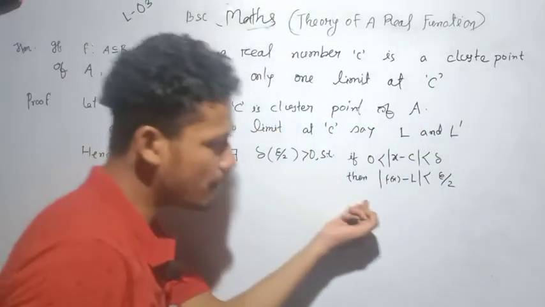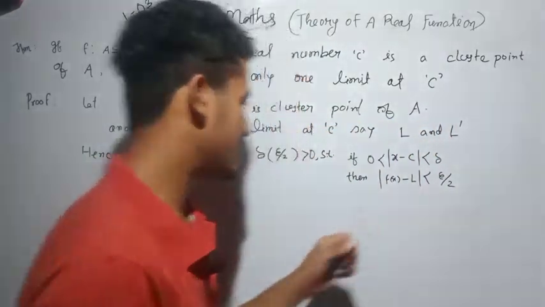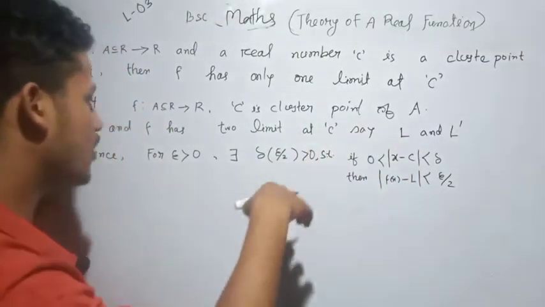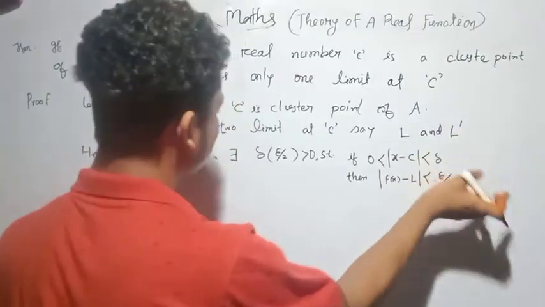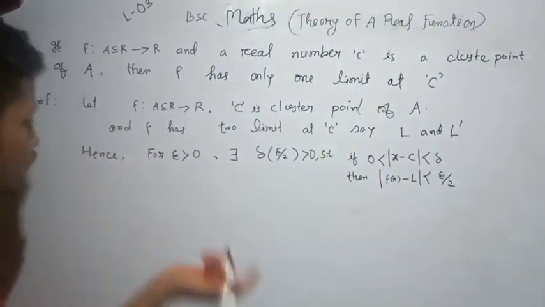This comes from the definition of limit. When L is the limit of this function f, then we get this. And when L dash is the limit of the function f, then what do we get?